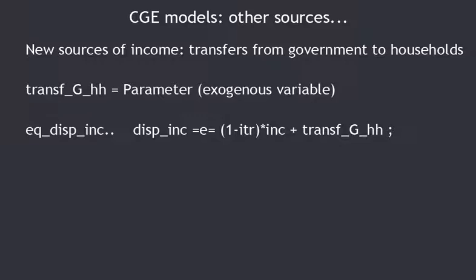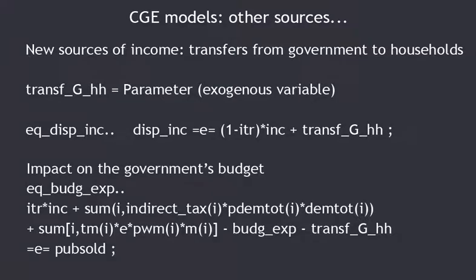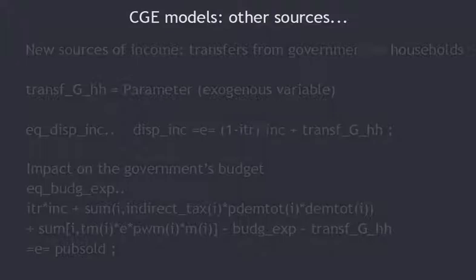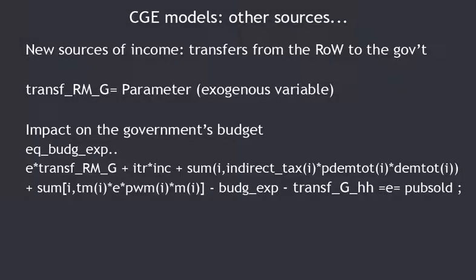Disp_INC must be equal to 1 minus ITR multiplied by INC plus this new parameter. So indeed the difference between income and disposable income is the inclusion of income taxes, but also the inclusion of government's transfers. So this obviously affects the government's budget, which becomes the equation presented here: public sold is equal to income tax plus indirect tax plus custom duties minus public consumption minus transfer from government to households.